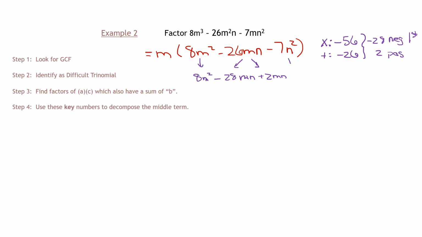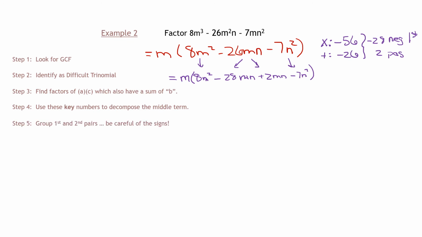8m squared, and the negative 7n just comes down, negative 7n squared, and that's all in a bracket, and we still have our greatest common factor m in front. Those two lines are exactly equal, so you have to have an equal sign. One equal sign per line. Be sure of that.